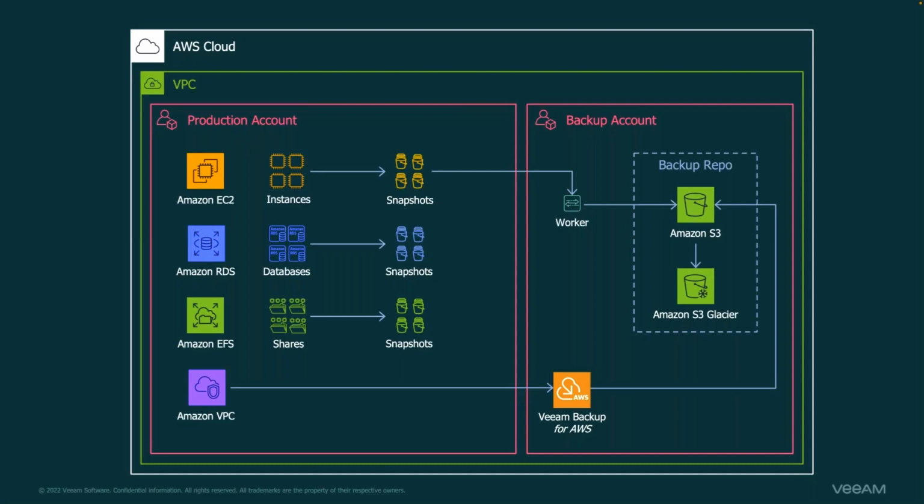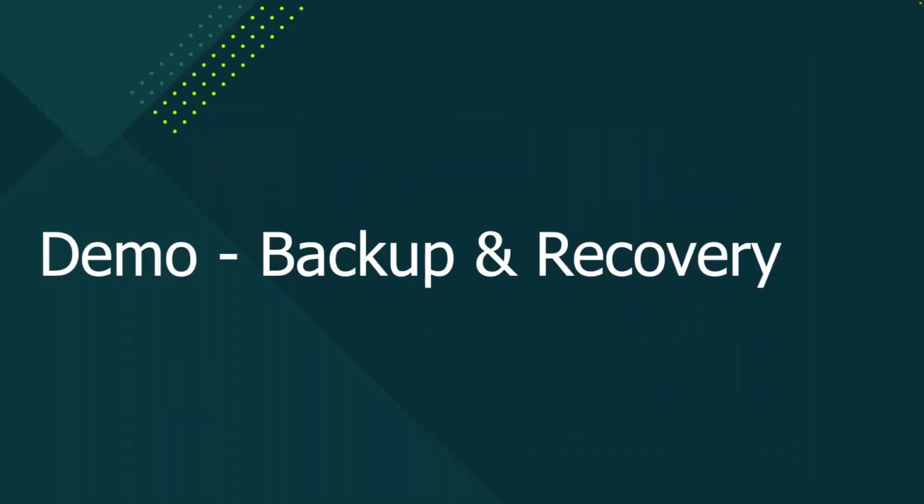So the worker node, what they do is that from this diagram, Veeam Backup for AWS will perform a snapshot of your instances, a snapshot for your RDS or EFS or Amazon VPC for backup, right? Leveraging the worker node, it will copy the snapshots from the EC2 instance, right, to your Amazon S3 repository to hold a backup of your S3, right? So let's quickly go into the backup and recovery demo here.